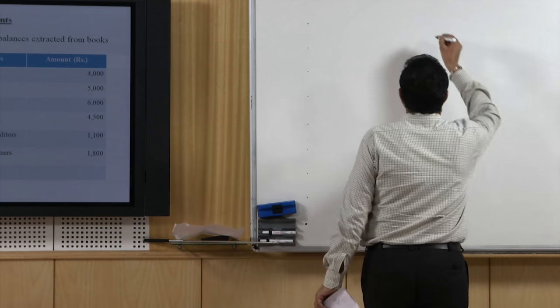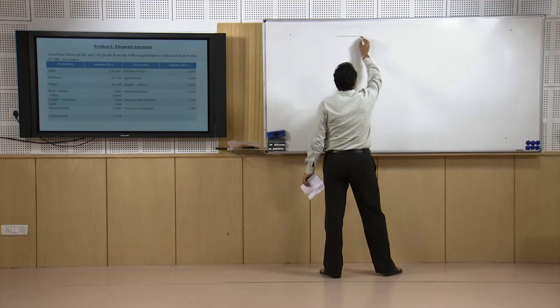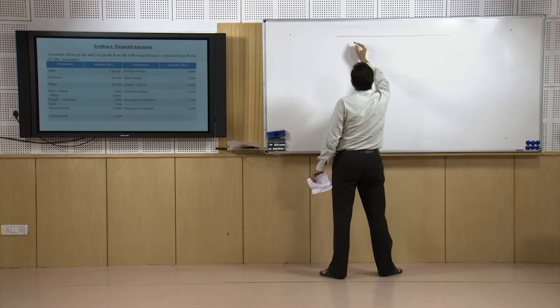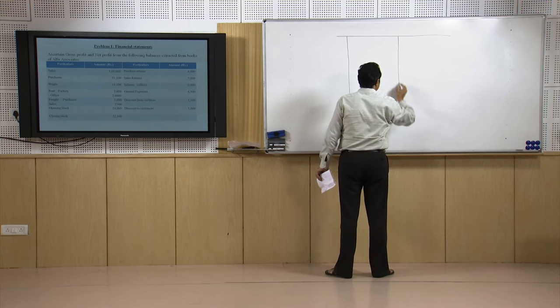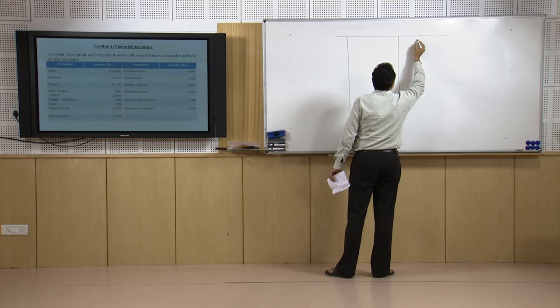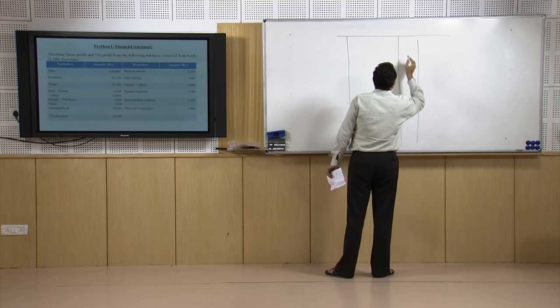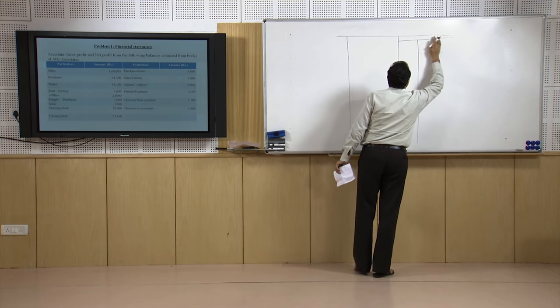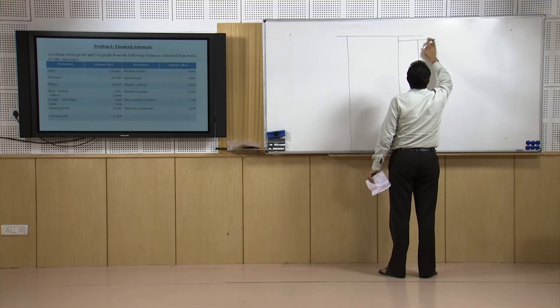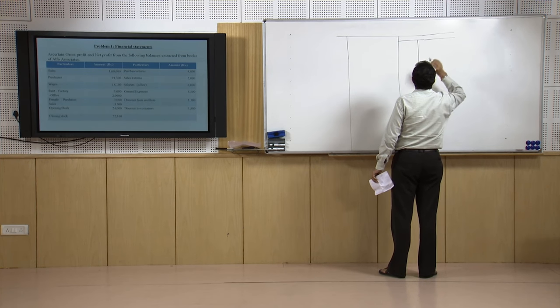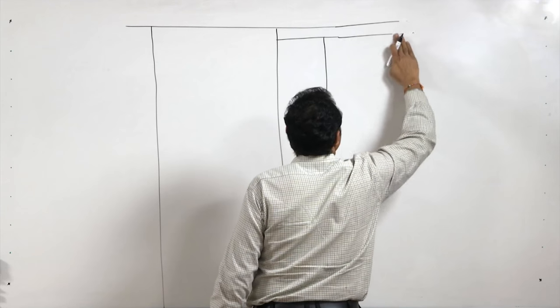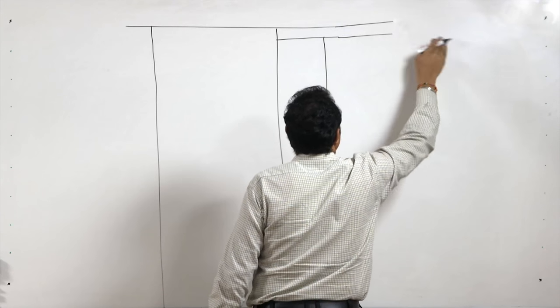So the trial balance format is a little different and it is very simple. Here you have the first column, then the second column, then two more columns, and this way it is going to be a complete format.